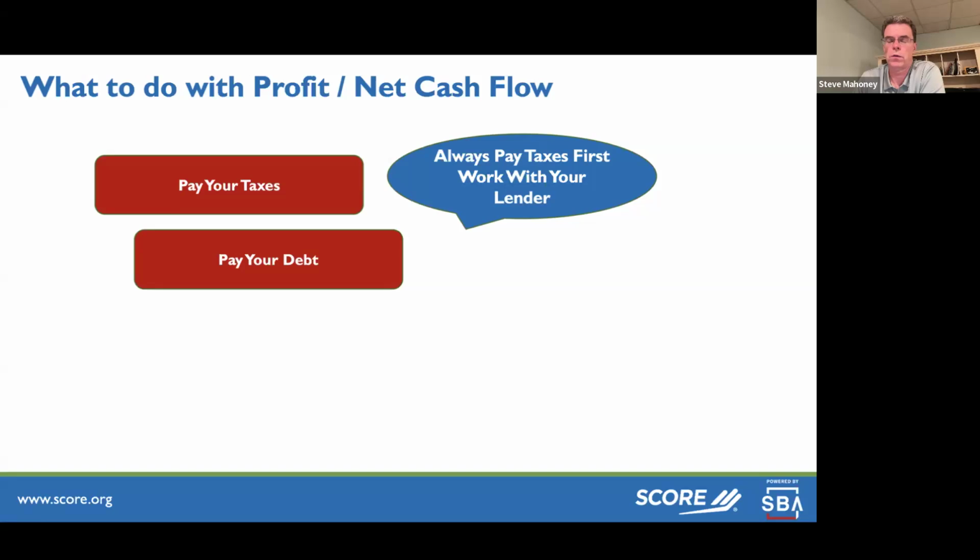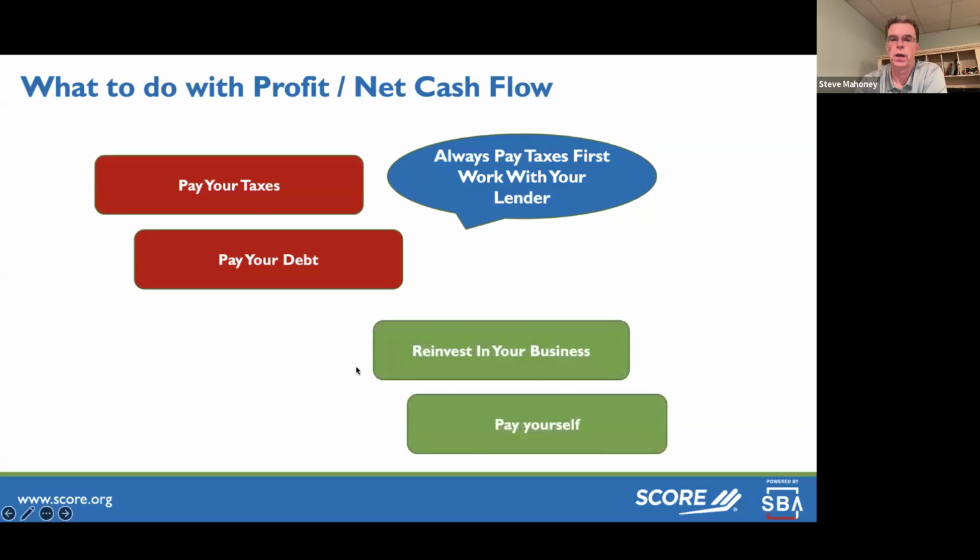Second, a close second, is paying your debt, ensuring that you're current with your debt obligations as they're due, every month or every quarter, however often you have to pay them. And if you're having some issues, work with your lender. A bank would rather hear from you up front that you may need to consider refinancing or some different payment structures if you're running into some problems. So having a good conversation with your banker is always a good approach.